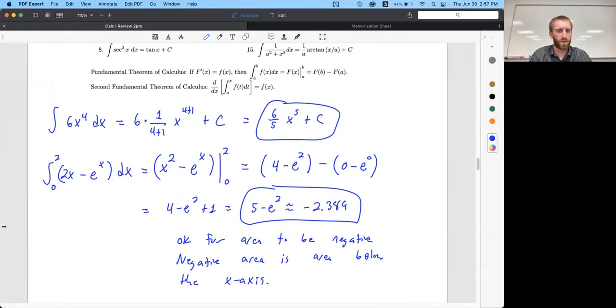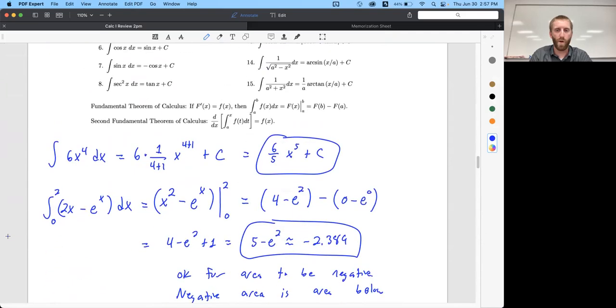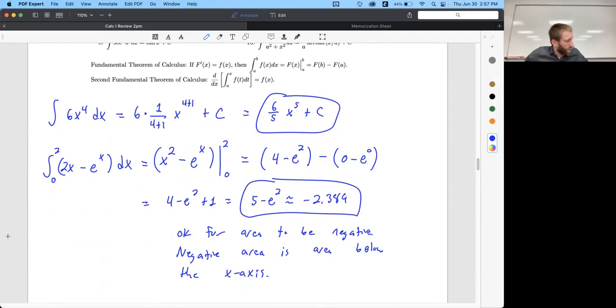Antiderivatives. Any questions or comments about that? Makes a lot more sense than digging it over.